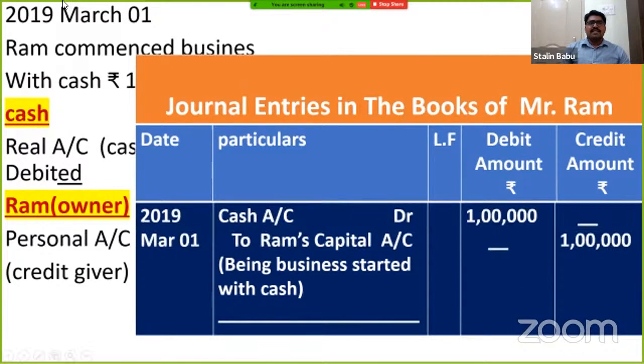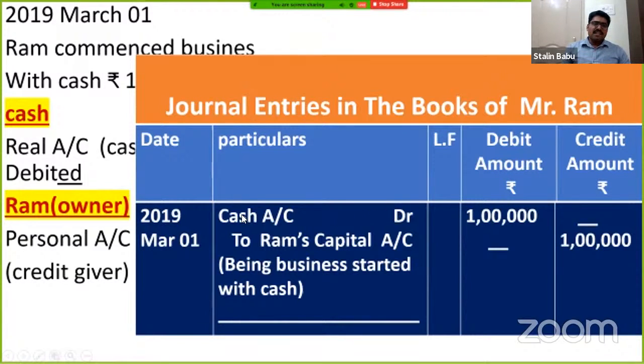First we have to write date in the date column. In the date column, first you write the year. What is the year? 2019. Under the year, you write the month. What is the month? March. What is the day? On 1st. So what is the debit account? Cash account. So in the particulars column, we have to write the journal entry. First we write the debit account. What is the debit account? Cash. Cash account followed by DR. This DR represents cash account is debited.